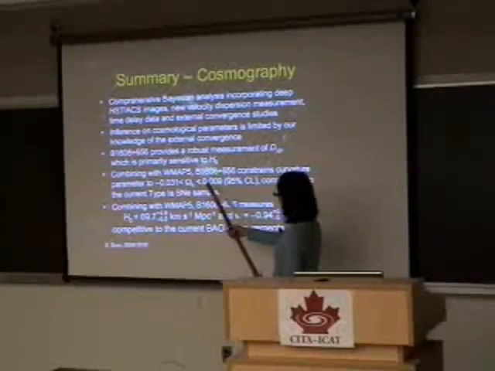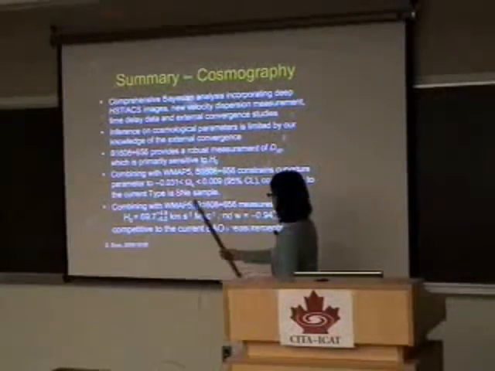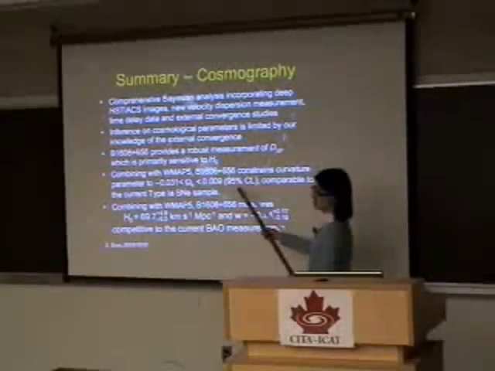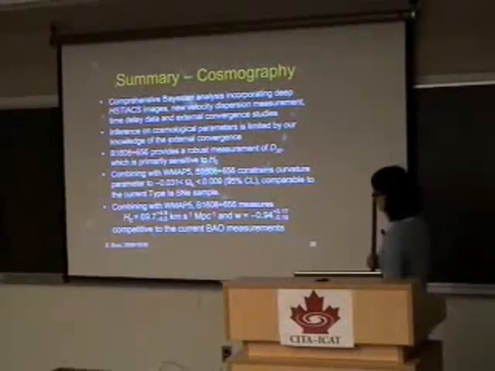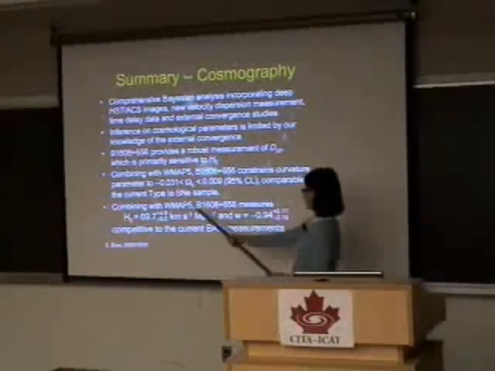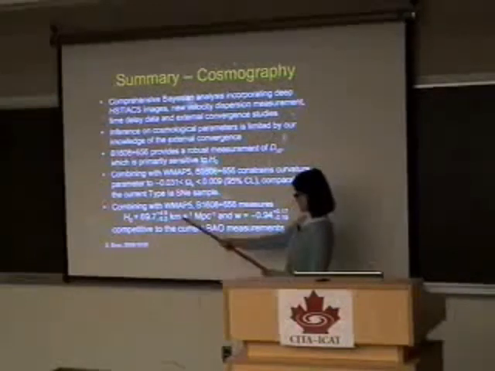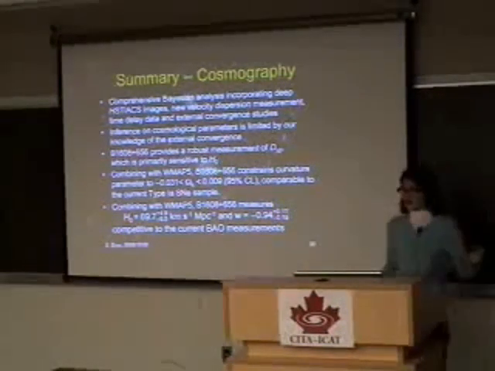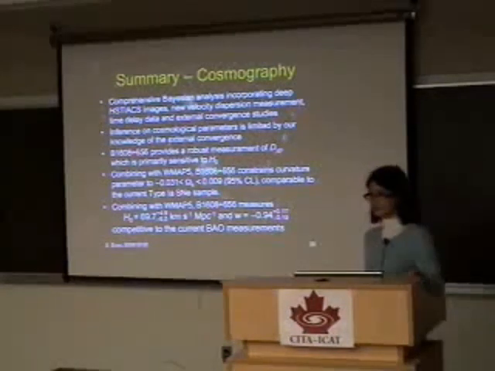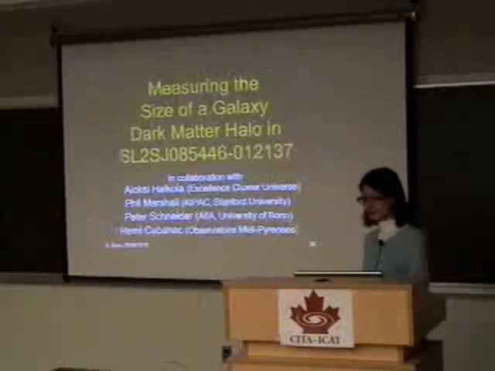Combining with WMAP, 1608 constrains the curvature parameter to be this, at 95% confidence level, which is comparable to the current type 1a supernovae sample. And again, when combined with WMAP, 1608 measures this value for H0 and W, which are competitive to the current BAO measurement. I'll go on now to the second part of my talk.